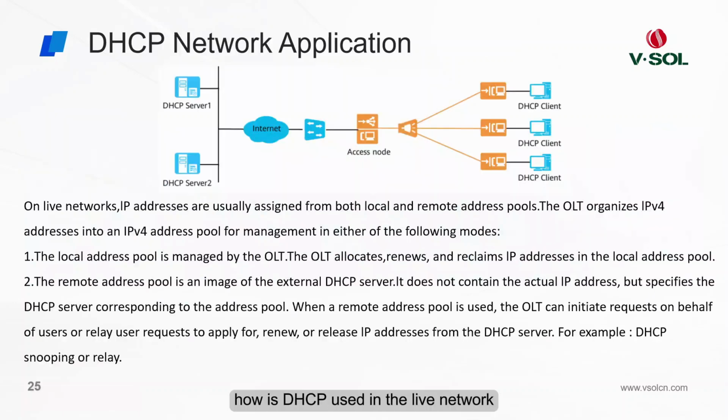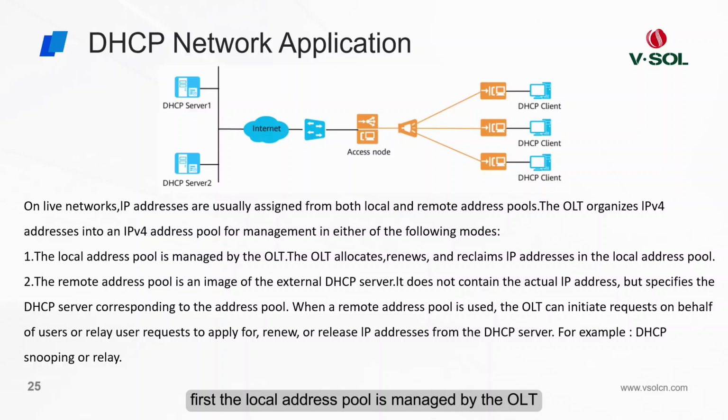Following, let's learn how DHCP is used in the live network. On live networks, IP addresses are usually assigned from both local and remote address pools. The OLT organizes IPv4 addresses into an IPv4 address pool for management in either of the following modes.